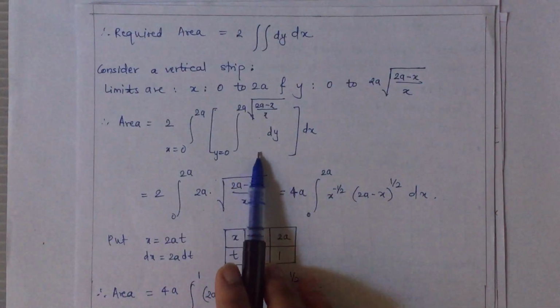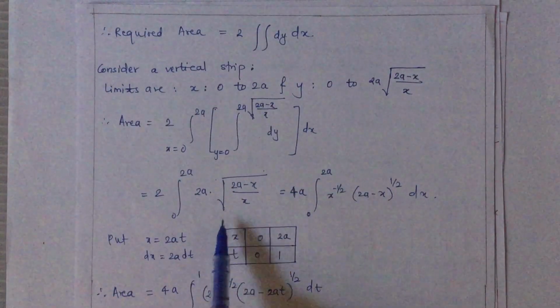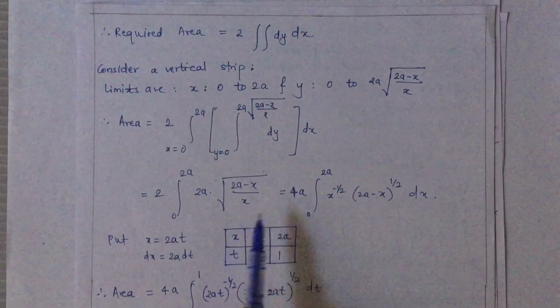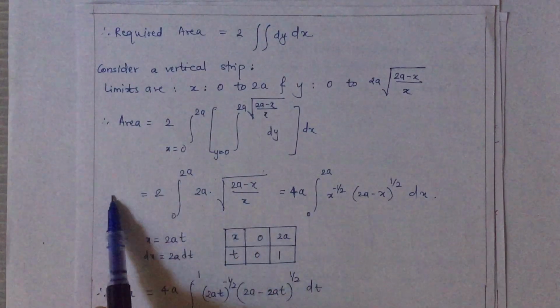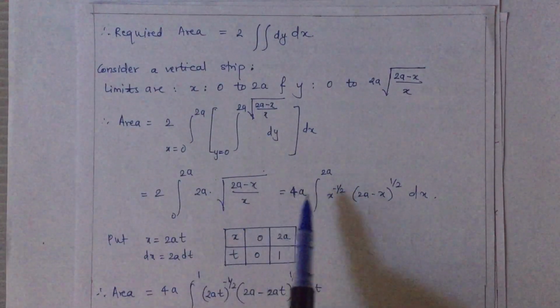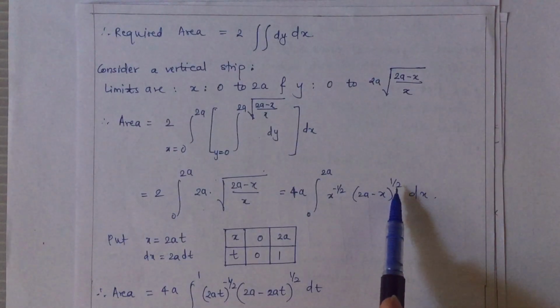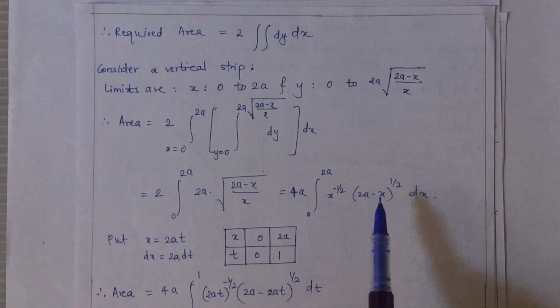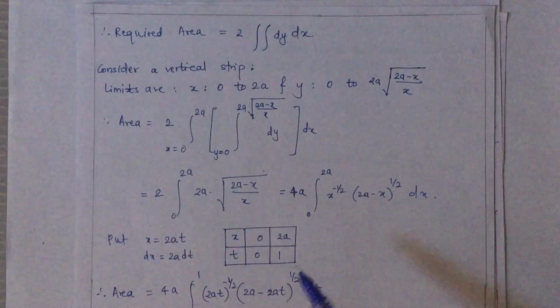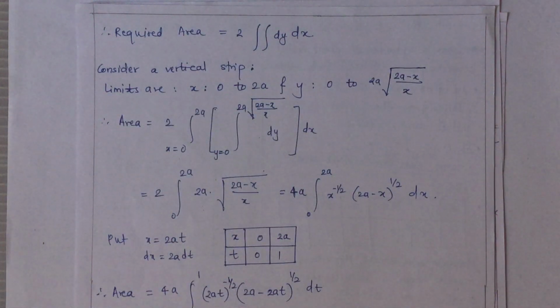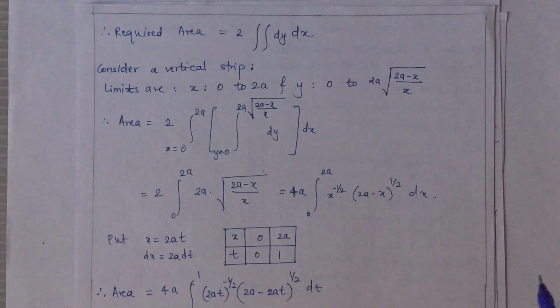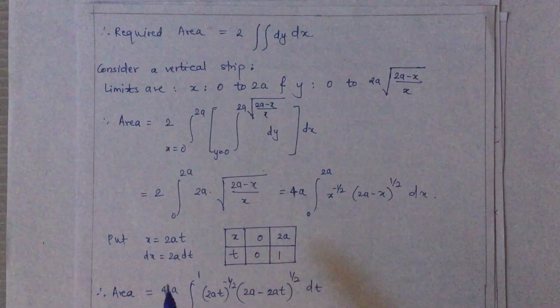So when you integrate with respect to y, its value will be 2 root(2a minus x) upon root x. That is, I can write it as 2a constant taken outside, 4a x raised to minus half (2a minus x) raised to half. So if you observe, we have seen such terms in the beta function. There, what we used to do is substitution. So here also we'll do some substitution.